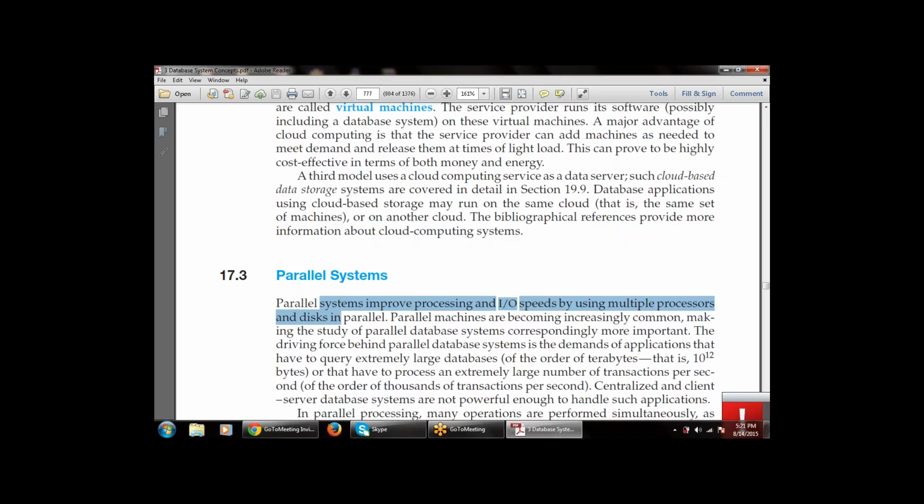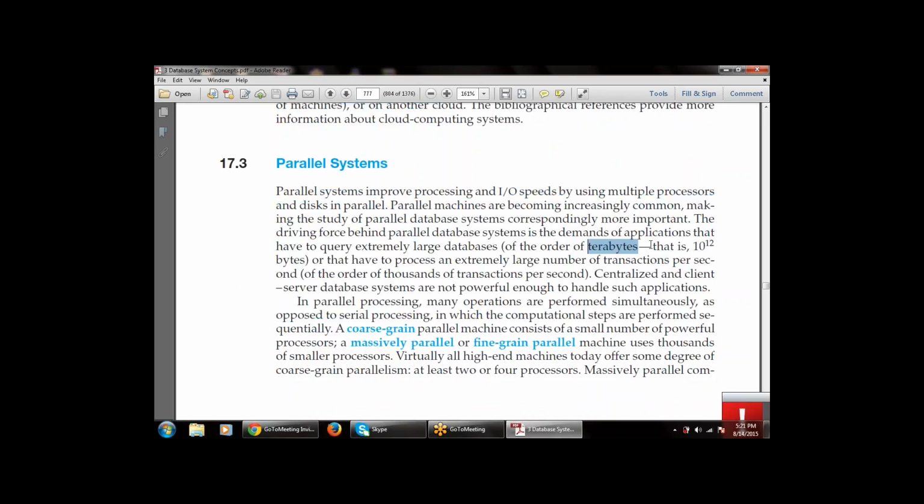Parallel machines are becoming increasingly common, making the study of parallel database systems correspondingly more important. There are multiple systems available that provide the database in a consistent manner. The driving force behind parallel database systems is the demand of applications that have to query extremely large databases, on the order of terabytes, that is 10 to the power 12 bytes, or have to process a large number of transactions per second.